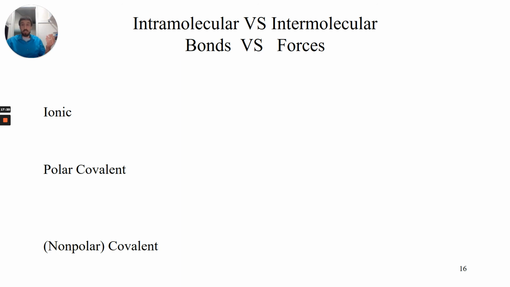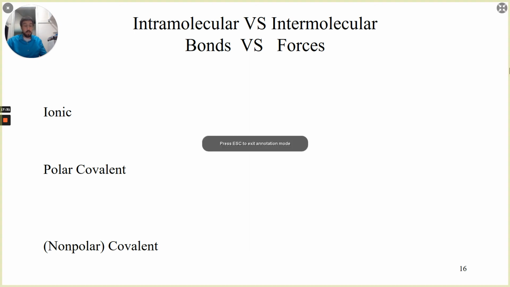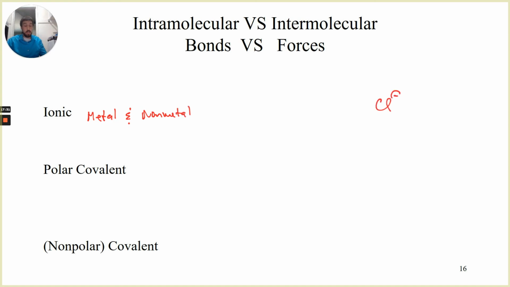The rules behind those go strictly based off of differences in electronegativity because nobody's got time to memorize electronegativities. That's not true, you probably do. We probably want some kind of rule of thumb. So there are some useful rules of thumb. Ionic, metal and a nonmetal.